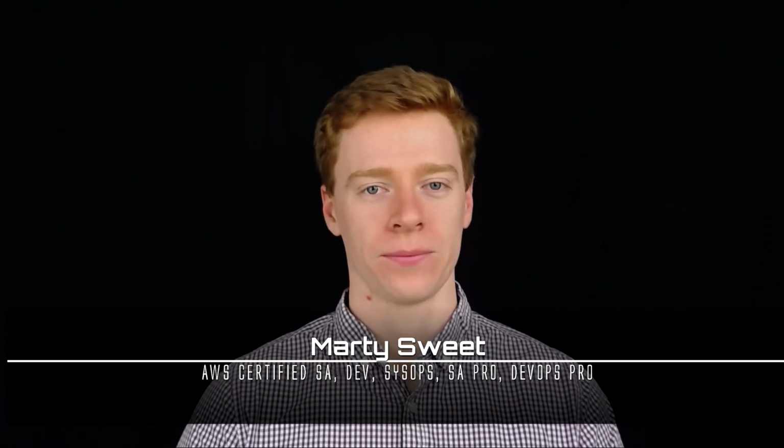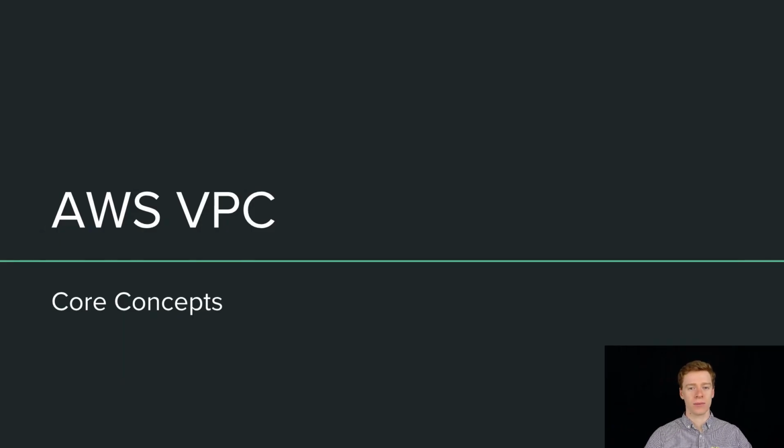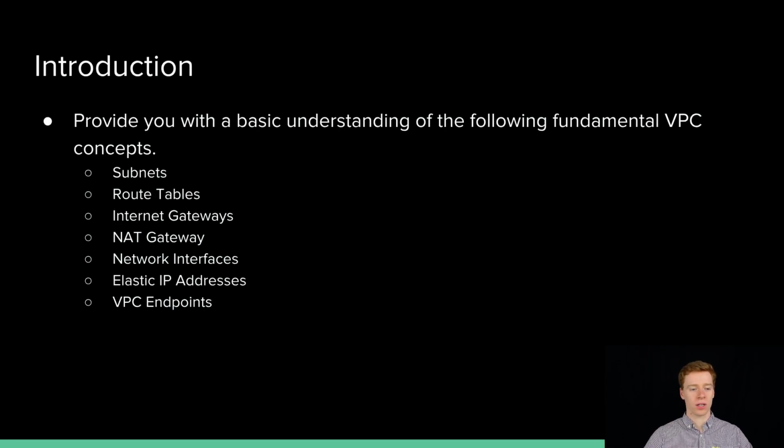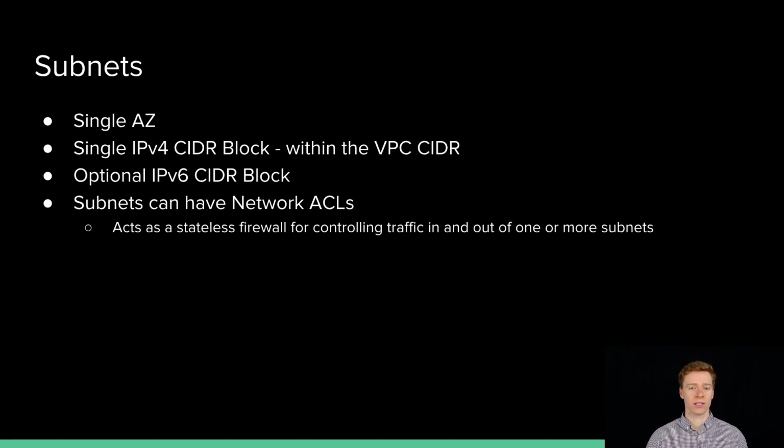Let's get started. Let's have a look at the core concepts that make up a VPC, and then in the next video we can go through the AWS console and set up a VPC. Here we're going to look at subnets, route tables, internet gateways, NAT gateways, network interfaces, elastic IP addresses, and VPC endpoints. So the first part is subnets.